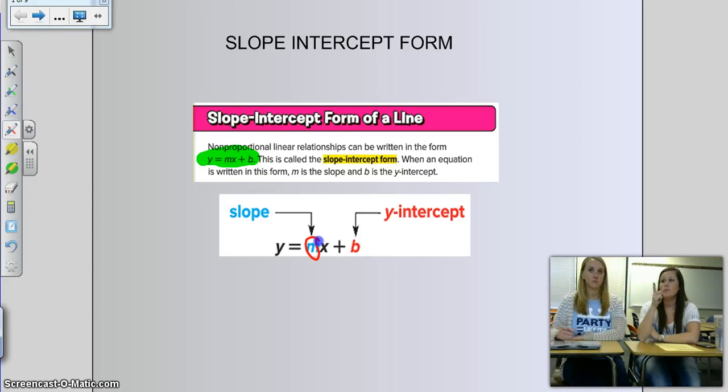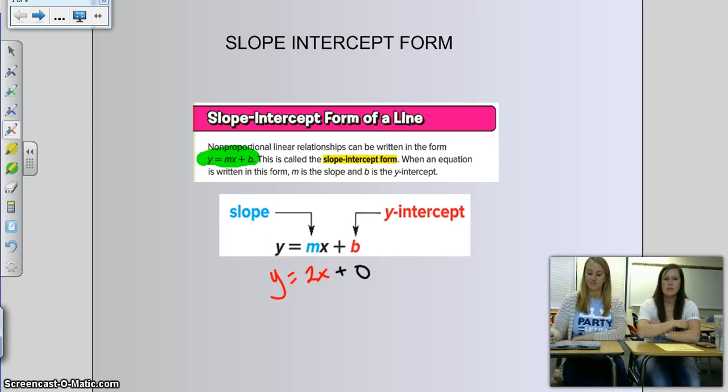Now, what happens if there's not a constant there? What if it's just y equals 2x? I know my slope would be 2. What would my intercept be? It would be a 0. So if it's not there, it's nothing.